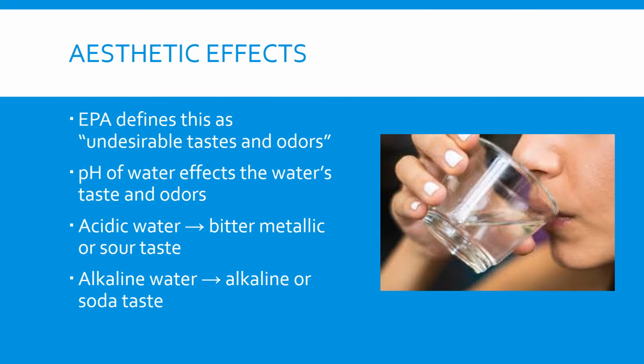Now let's find out what effects low and high levels of pH have on water. Levels of pH can have an aesthetic effect. EPA defines this as undesirable tastes and odors. pH level of water can make the water smell and taste bad. And EPA warns that acidic water will have a bitter metallic taste or sour taste, whereas alkaline water will have an alkaline taste or soda taste.